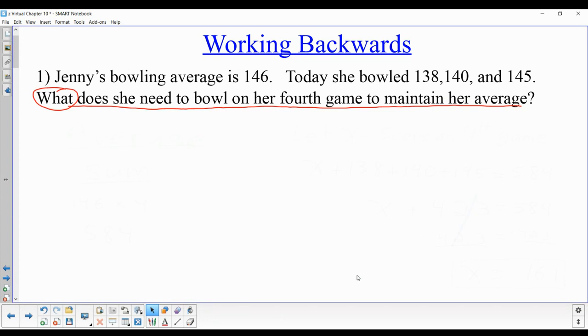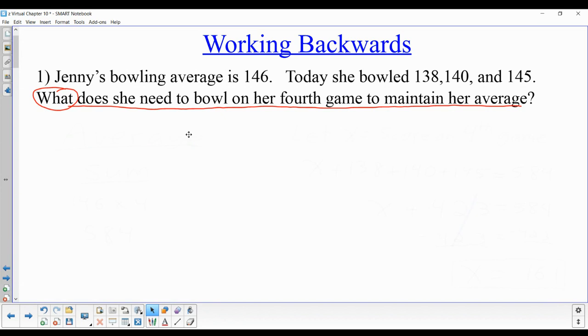So they're going to give us data, then they're going to either ask us what another piece of data is or what someone needs as a piece of data to change the average. To do this, there are going to be two parts. First, you need to find out what the sum would be in the end. So in this situation, they're talking about 4 games. She's already bowled 138, 140, and 145, and she's going to bowl one more game. So we need to find the sum for all 4 games.